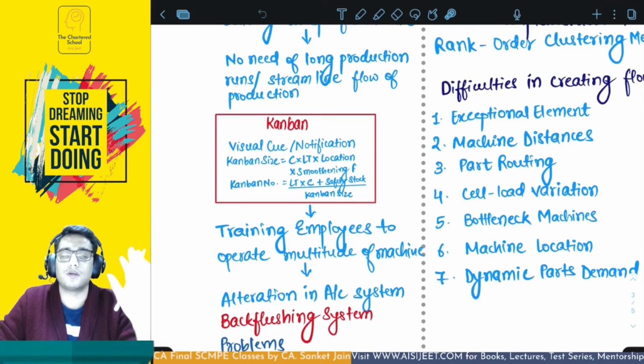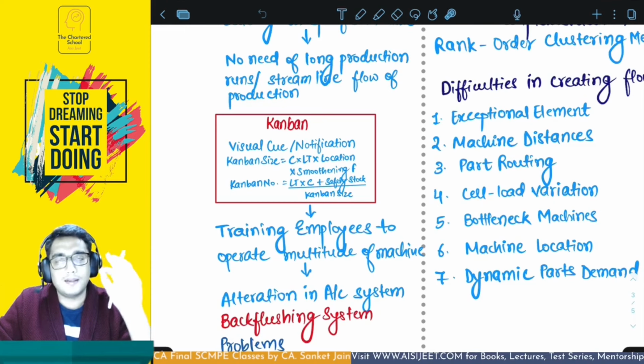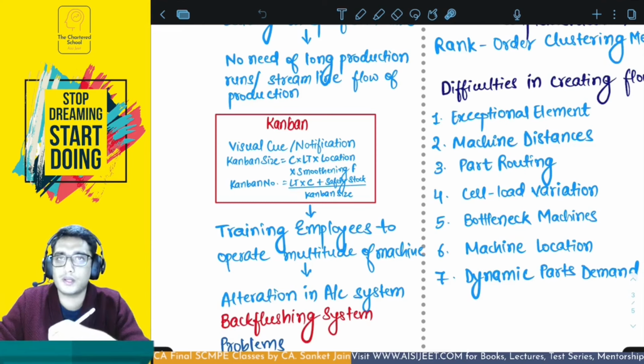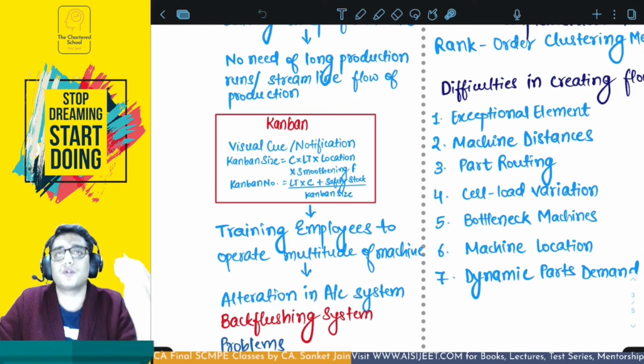Now what is location? Until and unless the number of locations is given in the question, you are always going to assume that there are two locations. One is your location, second is the supplier's location. But if the question mentions the number of locations, let's say 3 or 4, you're going to use what is given in the question.